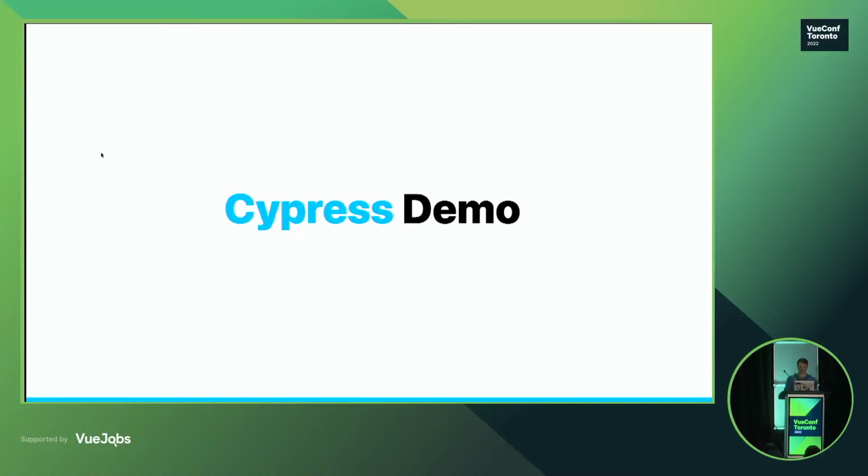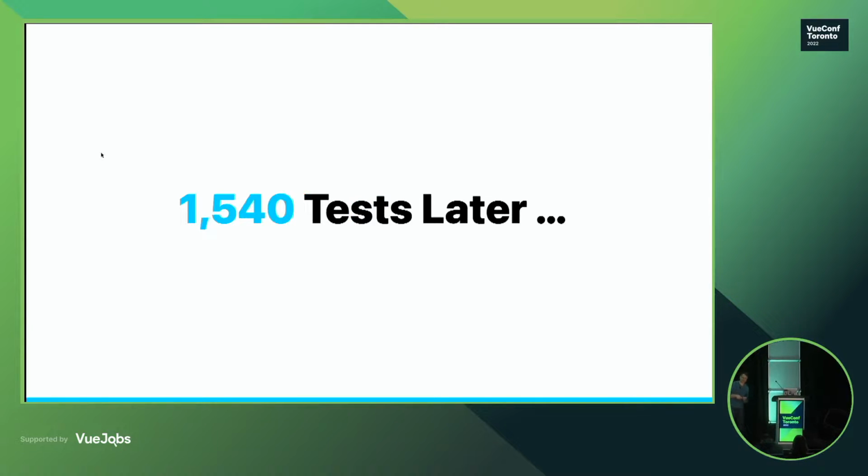Okay, so much for the Cypress demo. Team end-to-end testing is working on the application, and they are writing a lot of tests. In the start, they are very happy because they have high confidence in the tests because they run in a real browser. And as long as there are not too many tests, they are also reasonably fast. Debugging is easy, everything is awesome. But the application is growing, and as they should, they are writing a lot of tests, like in this case, 1,540 tests.